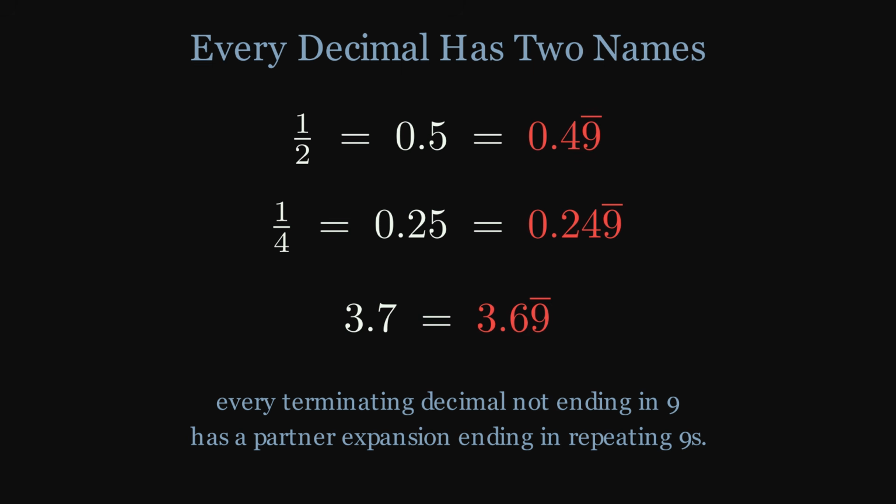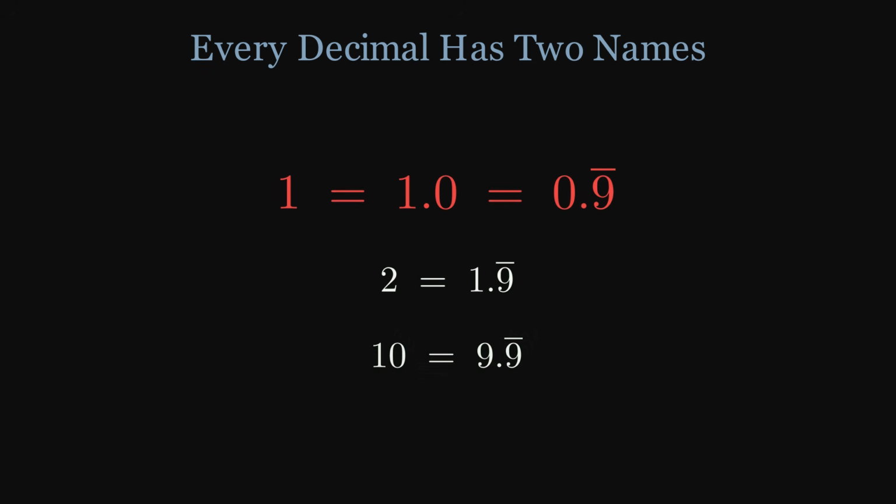The number 1 is just the simplest example. 1 equals 1.0, which is the same as 0.9 repeating. 2 equals 1.9 repeating. 10 equals 9.9 repeating. This is how decimal notation works. It is not one-to-one. Two different infinite digit strings can name the same real number. Once you accept that decimal notation has this two-name property, the identity 0.9 repeating equals 1 stops feeling like a paradox and starts feeling like a structural feature of base 10.